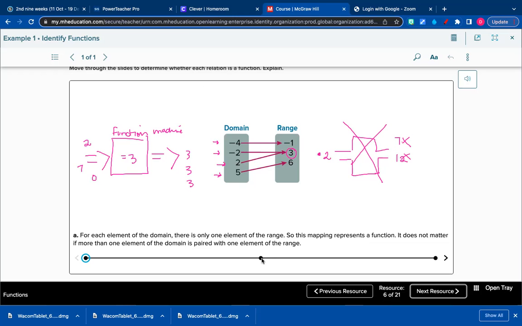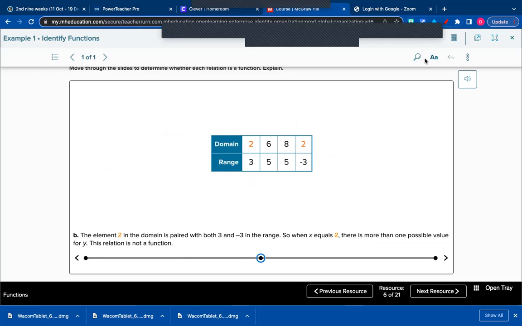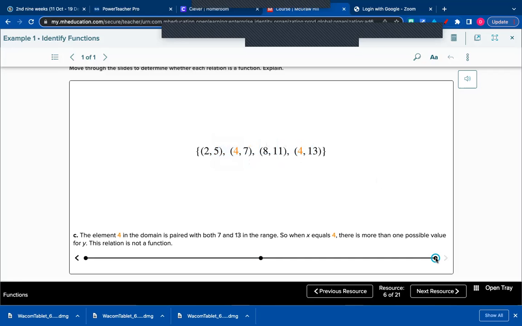So let's look at another example of a mapping. Let me clear my drawing. Now this is set up like a table. There's our domain and there's our range. If I put in a 2, I get out a 3. But wait a minute. Then I put in a 2 right here and I get out a -3. That's not allowed. If I put in a 2, I'm only allowed to get one thing on the output side. So that's not a function. That is not a function.